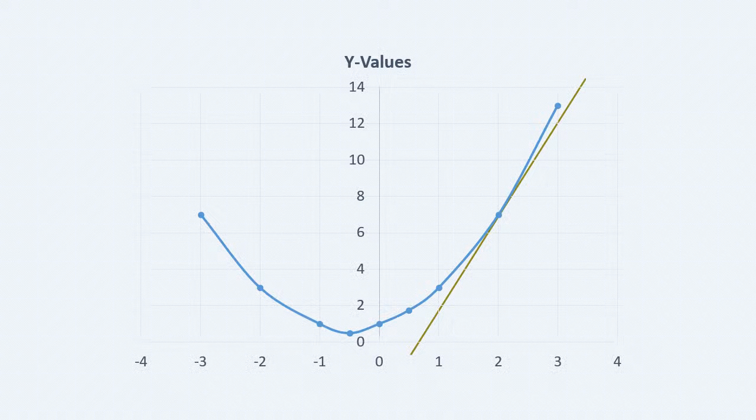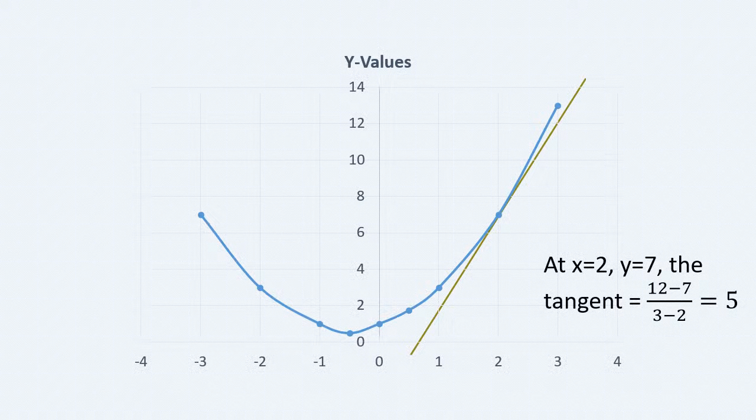And we calculate the change in y and divide it by the change in x. So for instance, we take the interval from y equals 7 to y equals 12. The difference in y is 5, while for this same interval, x changed by only 1, from 3 to 2. So the tangent is 5 over 1, since the change in y is 5 from 12 to 7, and the change in x is from 3 to 2, which is 1. So the tangent at this point is equal to 5.